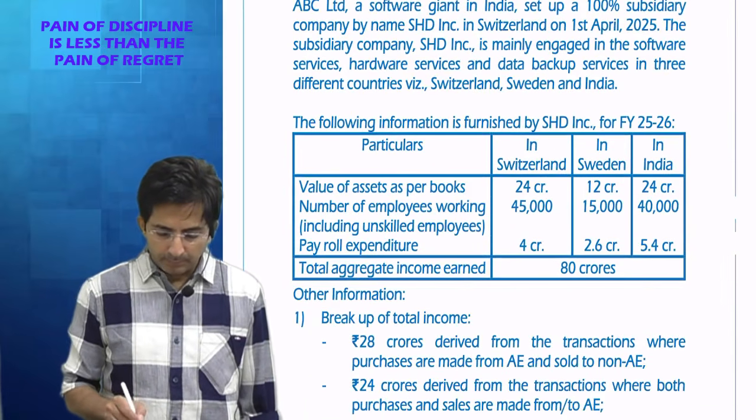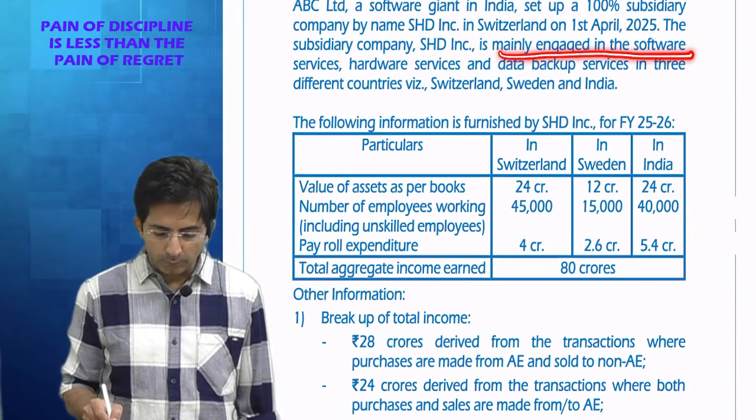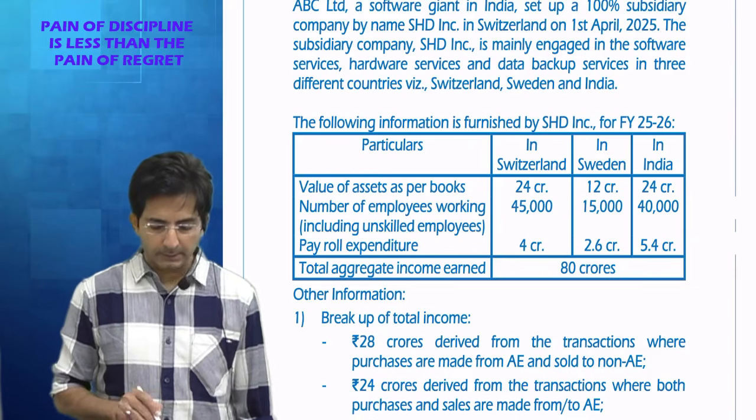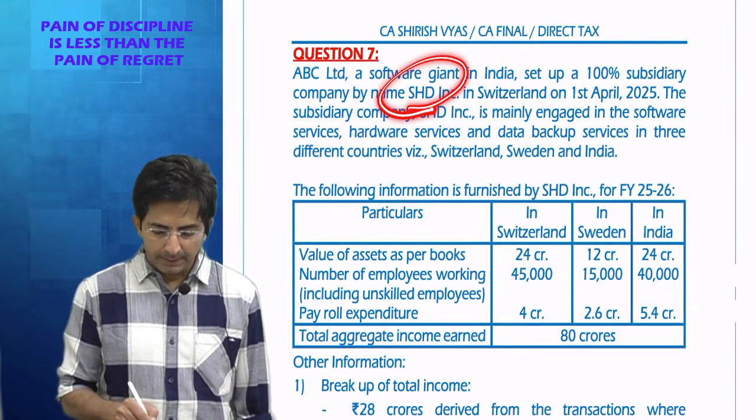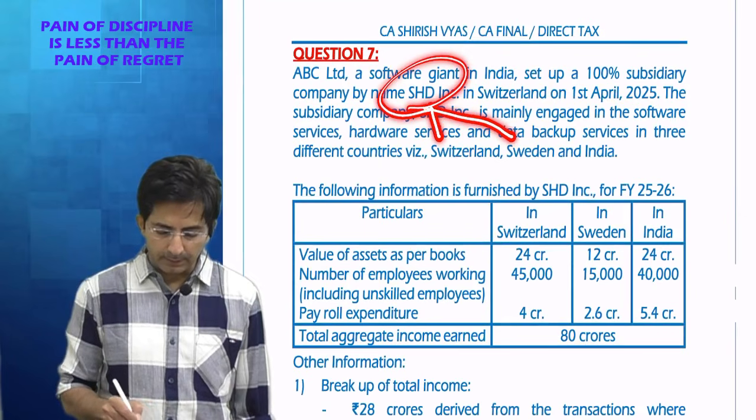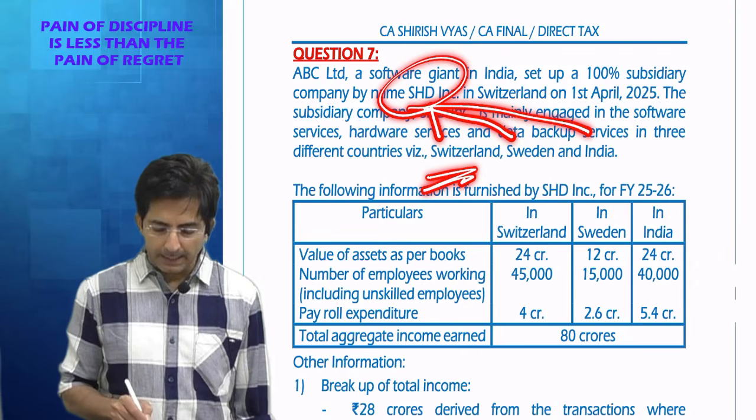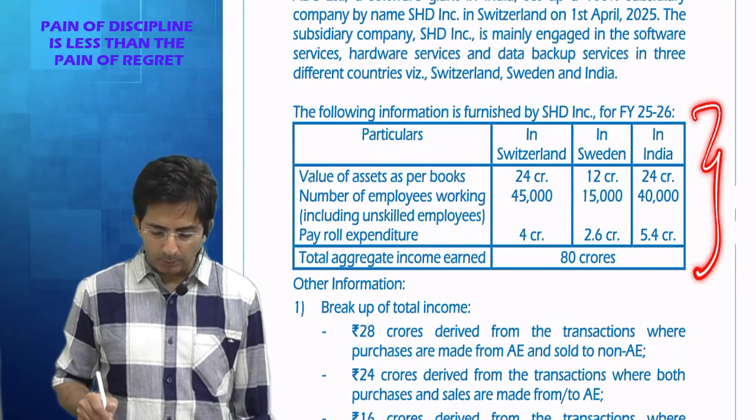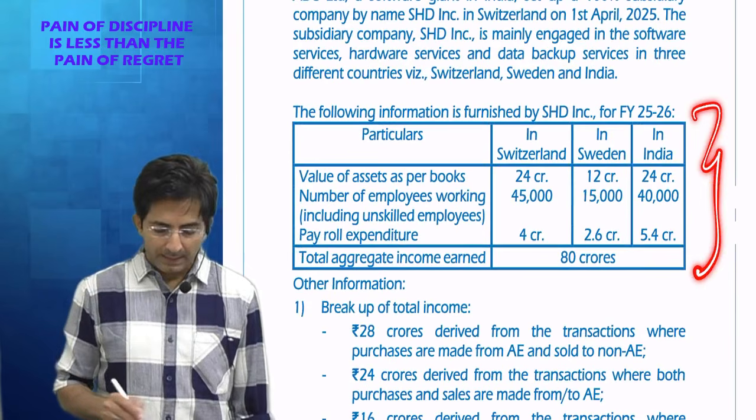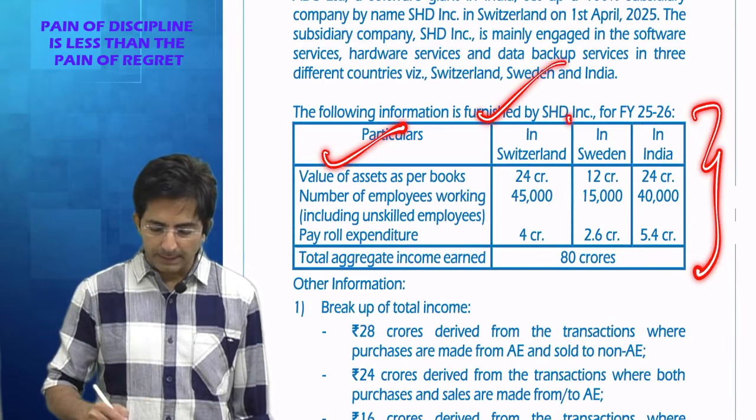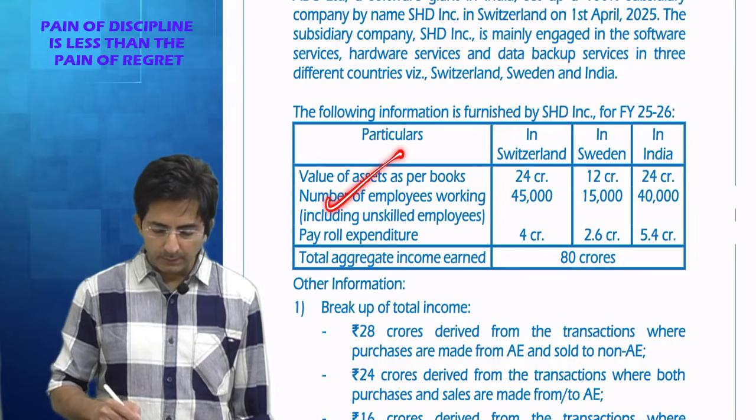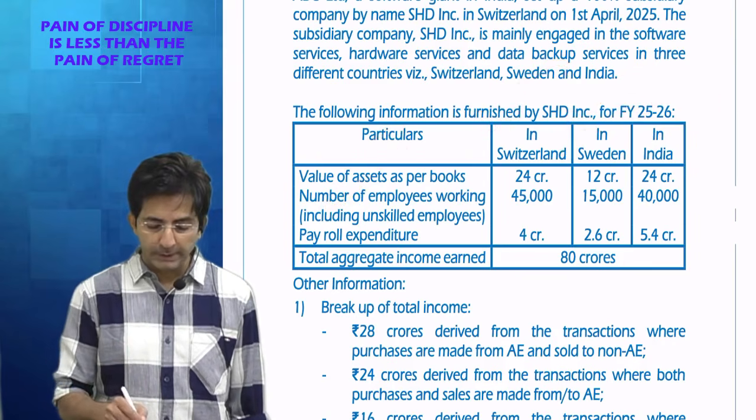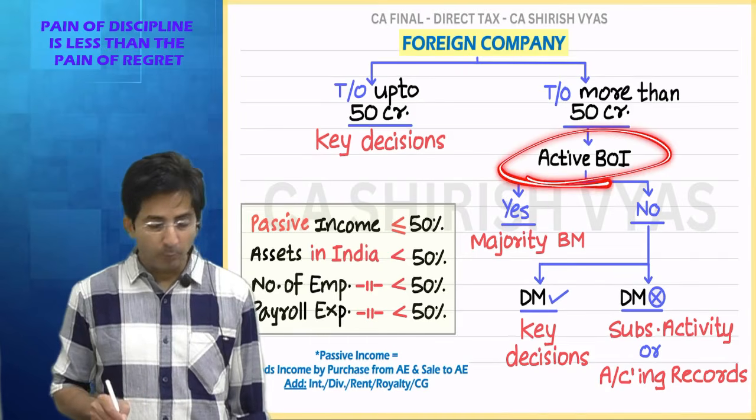And then what are they saying? It is mainly engaged in software service, hardware service, data backup in 3 different countries. Means this SHD has spread the business in 3 countries. Which 3 countries? Switzerland, Sweden and India. And see the details given below. The details are given for assets in Switzerland, Sweden, India, employees in Switzerland, Sweden, India and so on. This information is useful to check which test? Active POEM test.